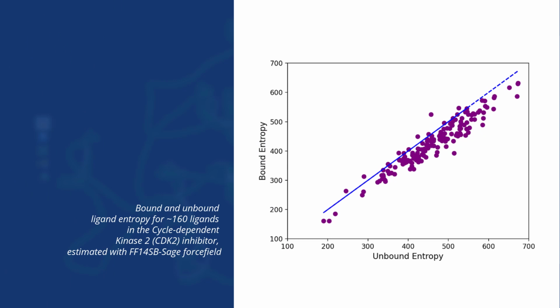Here, you're looking at a comparison of bound and unbound ligand entropy for about 160 ligands in a cyclin-dependent kinase 2 inhibitor, estimated with FF14SB SAGE force field. As expected, you can see a loss of entropy for most of the ligands in going from an unbound to a bound state.